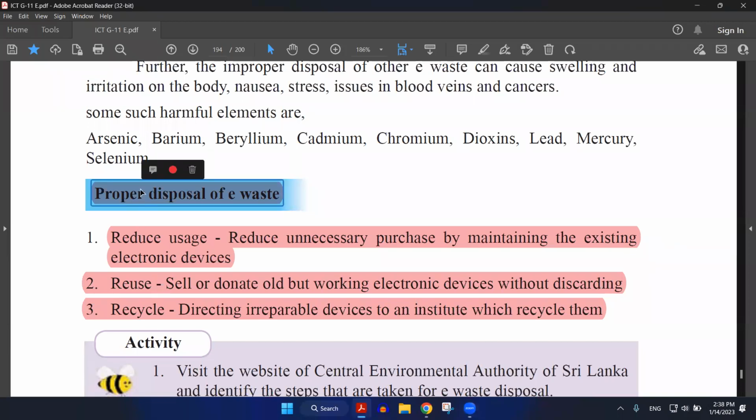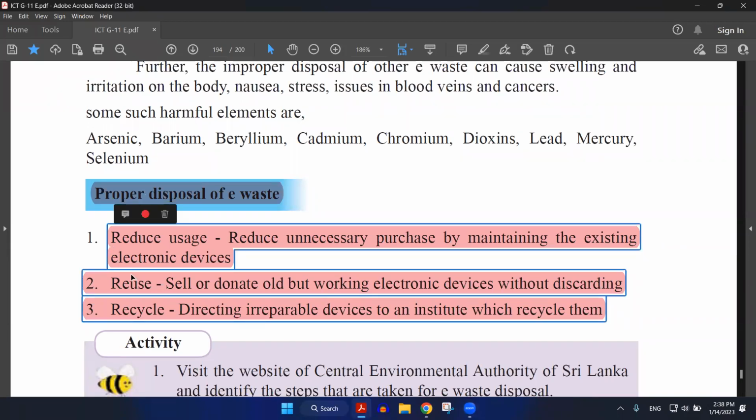So put the mark, proper disposal of e-waste. Then you are going to write these 3 points. Right. So let me know when you're done. Once you're done, right?